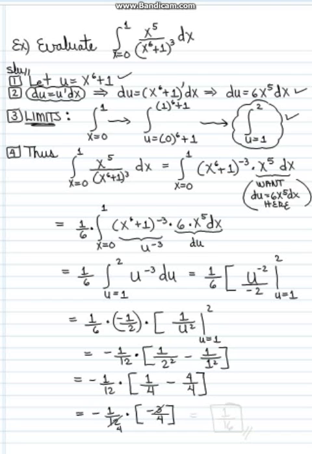Cancel a common factor on the top and bottom. Then double negatives cancel. My answer is 1/16.